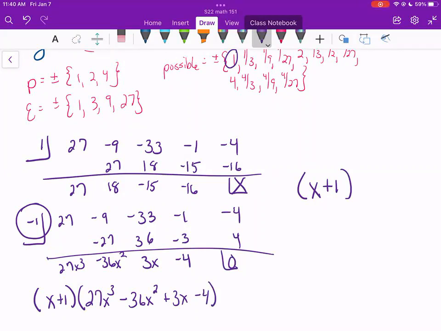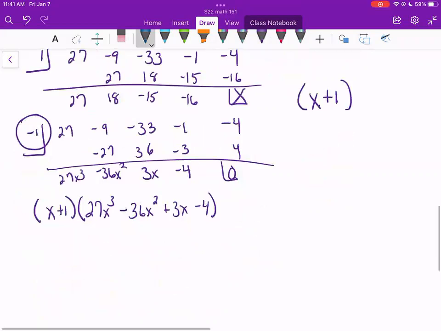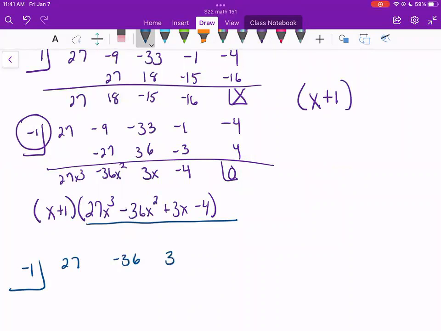Just because a factor has worked once, so -1 worked in synthetic division, I still need to check it again because it could be a double root. So now I'm just looking at this. I'm going to check -1 again. I have 27, -36, 3, and -4. When I pull down 27, I get -27, which is -63, +63, which gives me 66, gives me -66, which is not 0.